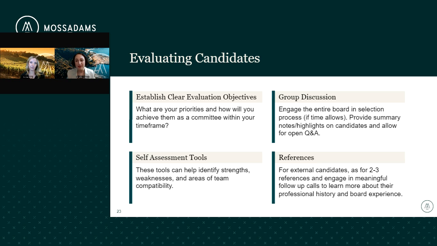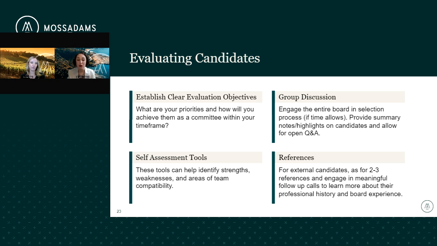But regardless of the specific structure, I have highlighted here a couple of things that can bring a little more value to this process. The very first thing is, when we're thinking about how we are evaluating candidates, especially if you have a recruitment committee doing this work, we need to know: what are our objectives for this recruitment? How are we going to measure that? How are we going to know if we've been successful in this area or not?